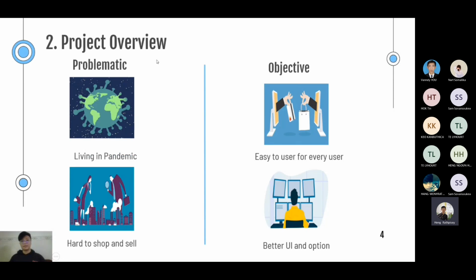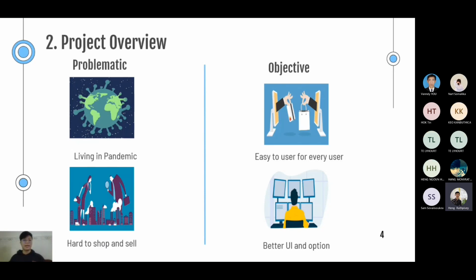Moving on, I would like to talk about the project overview. We will start with the problematic and objective. First of all, nowadays we're living in the pandemic. It stops people from going outside and buying things in physical stores. So more and more people start to buy things online. However, we see that most online shops are selling their products on platforms like Facebook or Instagram, and those platforms are not specific. So it's hard for the seller to find the customer, and customers have to find the product that they want.